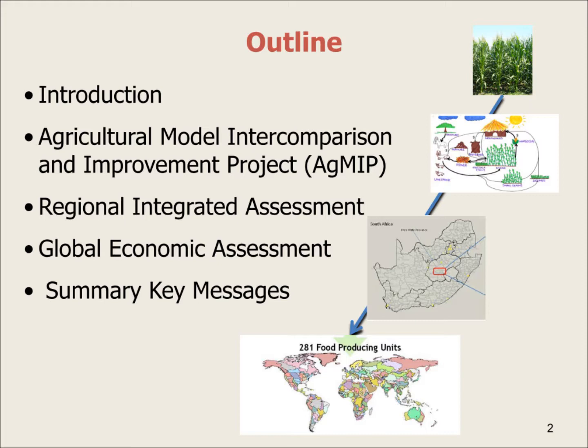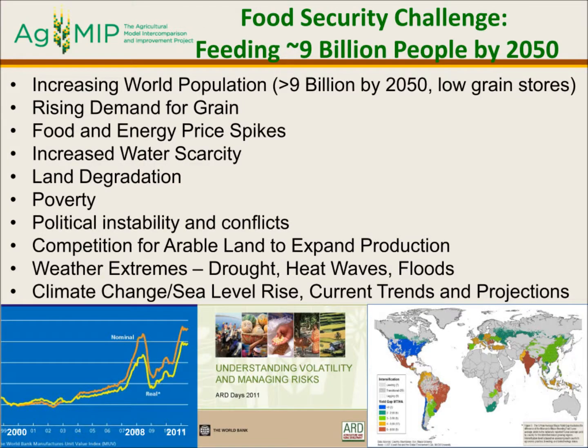I'll be talking about regional integrated assessments and the protocols and methods that we're using for that. And then the global economic assessments that are going on, and then some of the summary key messages that are coming out of each one of these aspects of the AgMIP program. So the motivation for the AgMIP project is really about feeding 9 billion people by the year 2050.